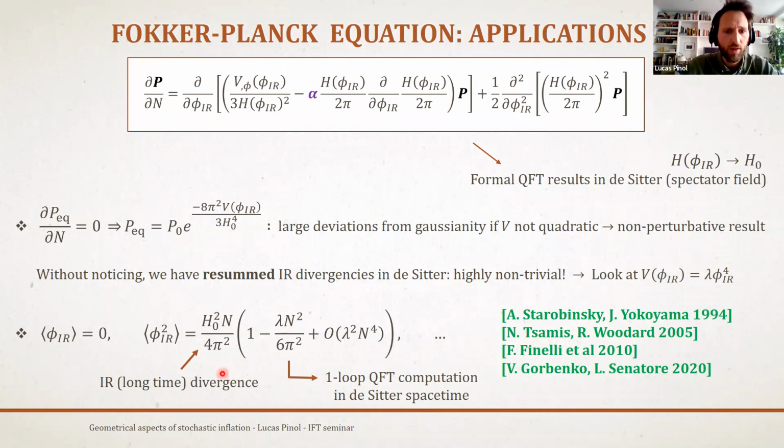Sorry for that. And so this result, you can derive it just from QFT in de Sitter, but actually you can also derive it from the Fokker-Planck equation. What is very interesting, in my opinion, is that from the stochastic Fokker-Planck equation, it's actually extremely trivial to derive this result. It's much, much simpler than doing the full QFT computation. And you find the exact same result with the exact same coefficient in front.